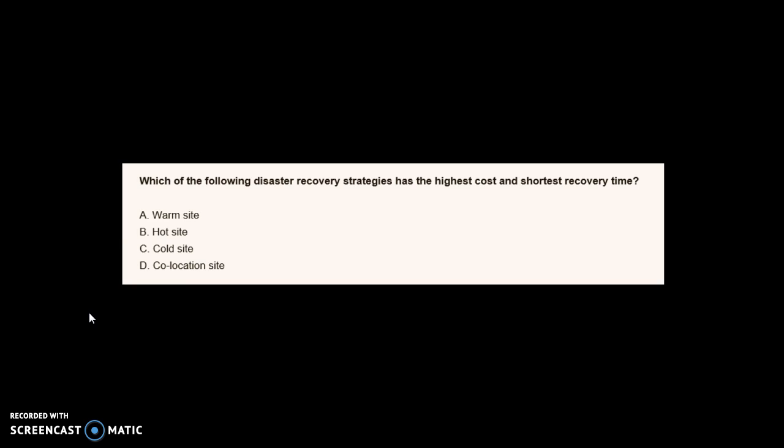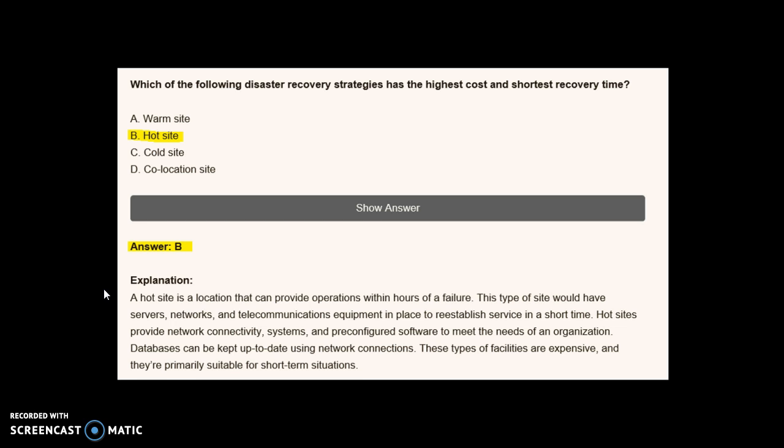Which of the following disaster recovery strategies has the highest cost and the shortest recovery time? The answer is B, hot site. A hot site is a location that can provide operation within hours of failure. This type of site would have servers, networks, telecommunication equipment in place to reestablish service in a short time.